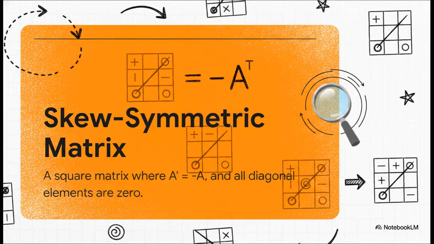But think about the hidden consequence of this rule. What about the elements resting right on that main diagonal line? When you flip the matrix, a diagonal element doesn't move. So, if the rule holds true, it has to equal its own negative. Well, what's the only number in the universe that equals its own negative? 0. Therefore, every single diagonal element of a skew-symmetric matrix absolutely must be 0.